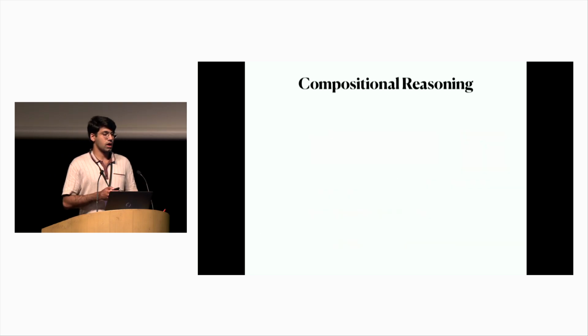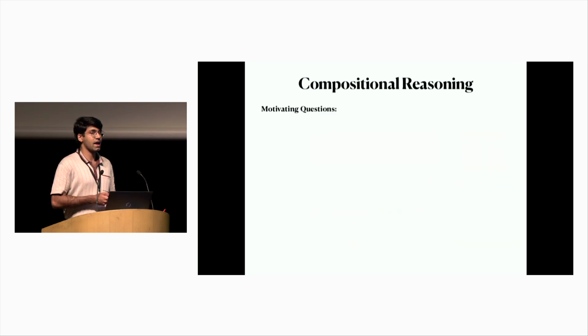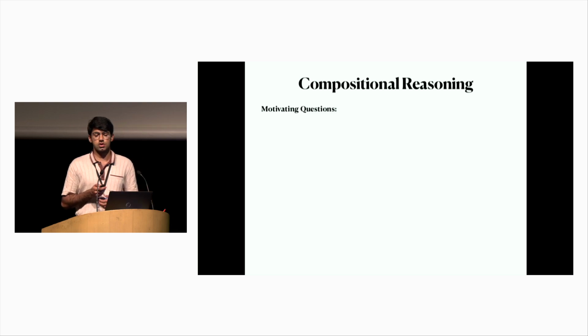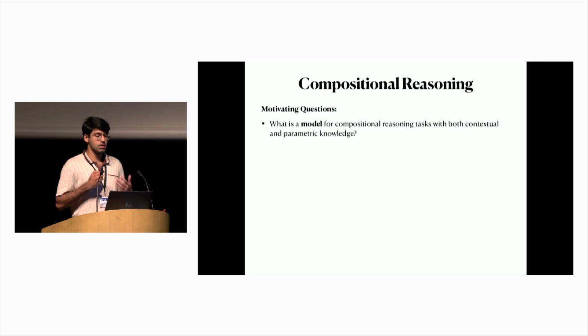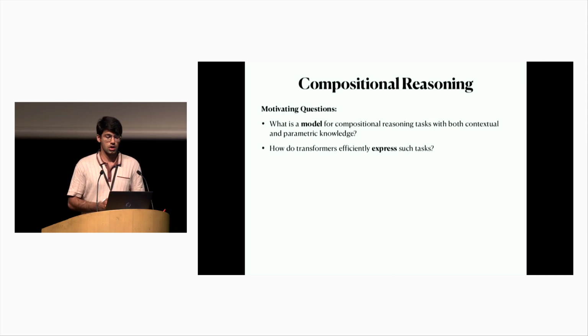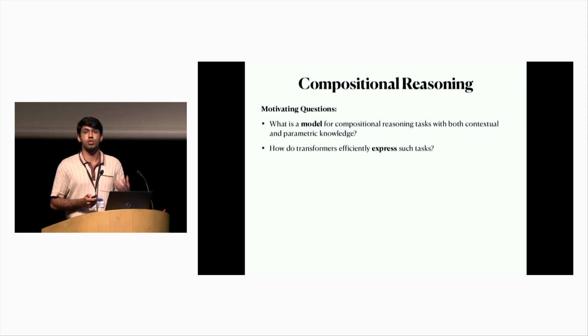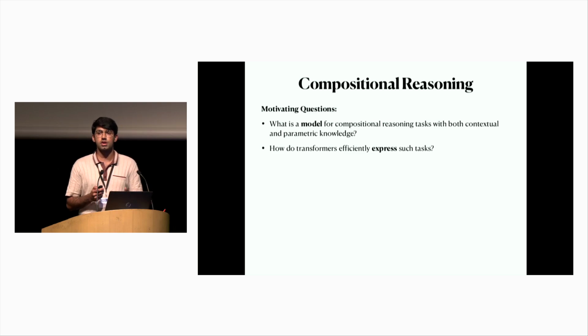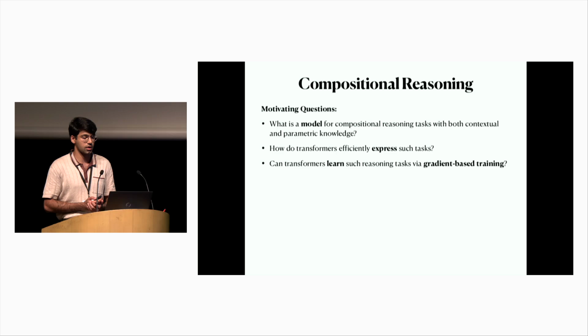So the goal of this work is to understand how LLMs learn to perform such multi-step or compositional reasoning. And specifically, what is a model for compositional reasoning with both contextual and parametric knowledge? How do transformers efficiently express such tasks? And most importantly, how can transformers learn such reasoning tasks via gradient-based training?